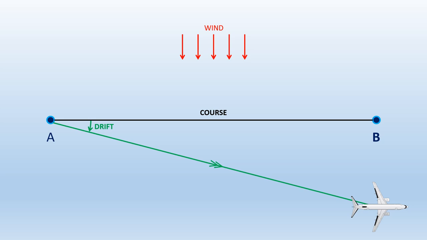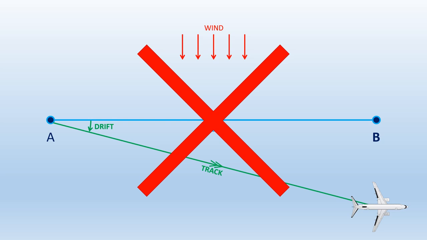The actual path of the aircraft in relation to the ground is known as track, and it is marked by the green line on the screen. The direction where the aircraft is pointing is known as heading, and it is marked by the blue line on the screen. This is the wrong way to fly.